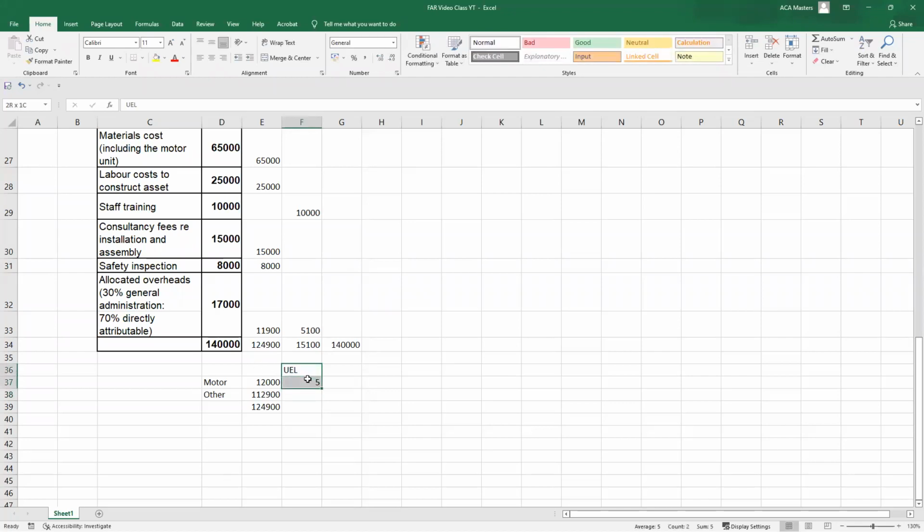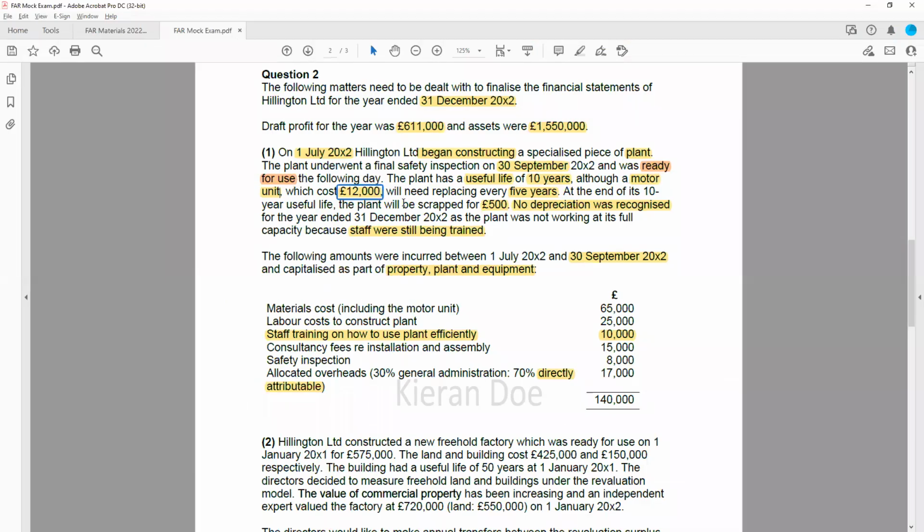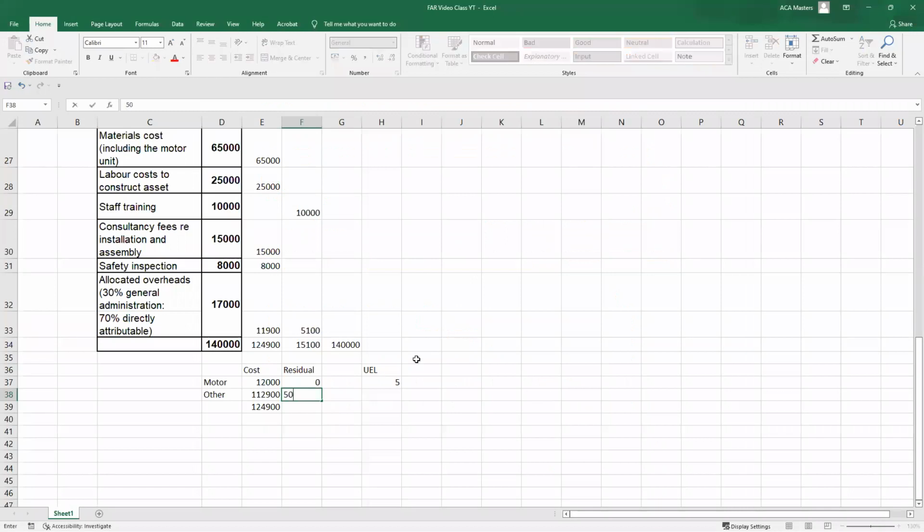But of course, we've got the residual value as well we need to take into account, because this has no residual value. So you've got the cost here. Then we think about the residual value, because you don't need to depreciate the full amount because you're going to get some back. Now, we're not told about any residual value for the motor units. They need replacing every 5 years. So presumably they're worth nothing unless we're told otherwise. Now, we're told at the end of its 10-year useful life, the plant will be scrapped for 500. So that's the 10 years. So presumably there'd be nothing left of the motor units, but the other plant would be scrapped for 500.